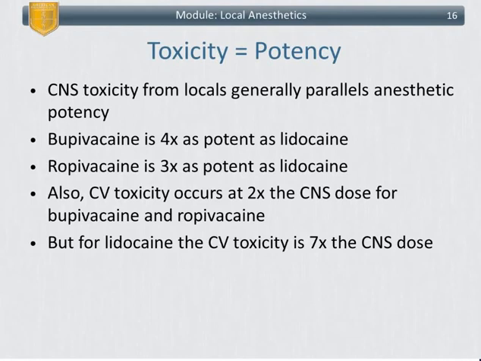Cardiovascular toxicity typically occurs at twice the CNS dose for bupivacaine and ropivacaine. The dose for cardiovascular toxicity is 2 times the dose of CNS toxicity. In lidocaine, the cardiovascular toxicity is 7 times the dose required for CNS toxicity.